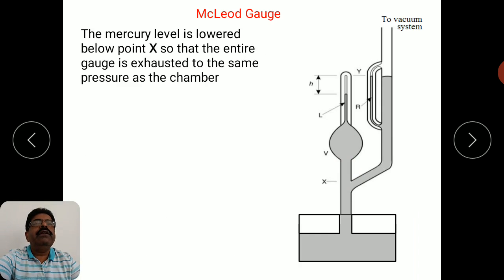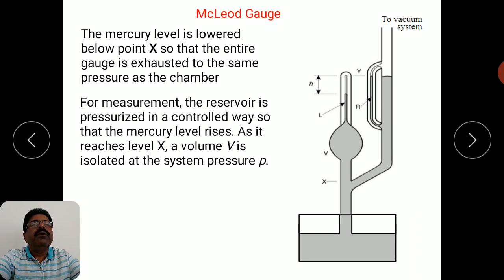Now the mercury level is lowered below point X, so that the entire gas is exhausted to the same pressure as the chamber. Initially the mercury level is below X, so the gas will enter both limbs. It can enter from this side and it will also go to the left limb. And what is the pressure? It is the same as that of the gas inside the chamber. That means whatever vacuum level is present here will be the pressure of the gas inside this McLeod tube. So for measurement, the reservoir is pressurized.